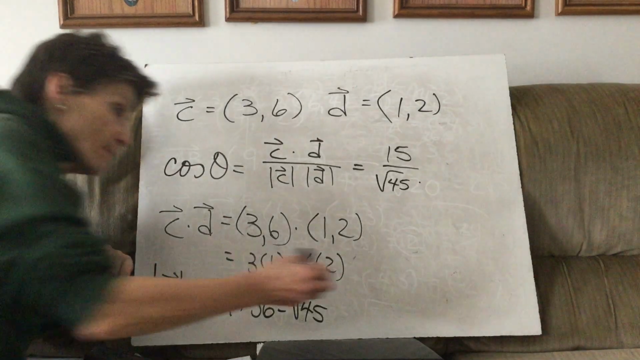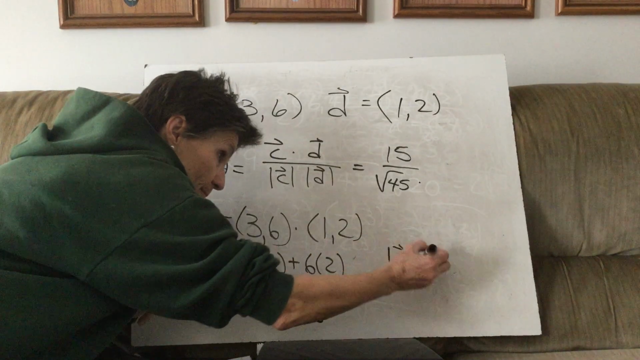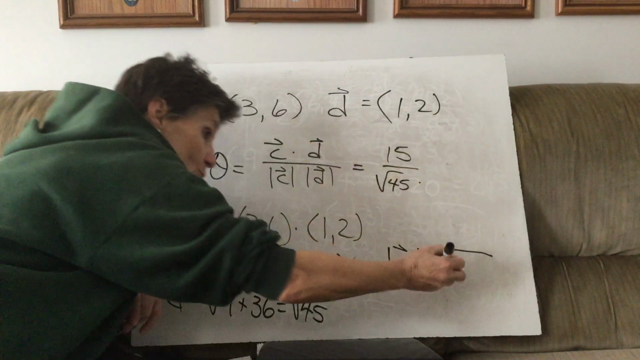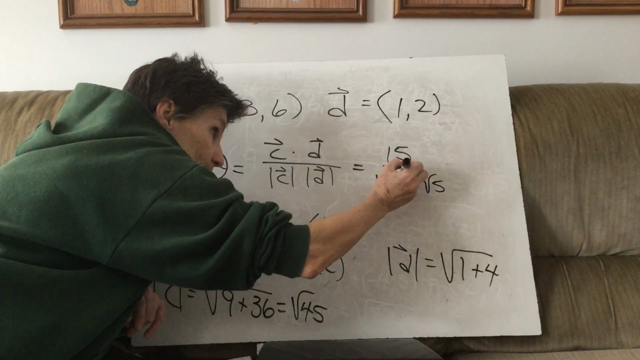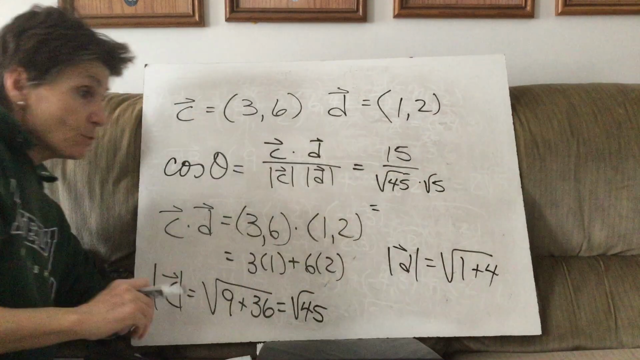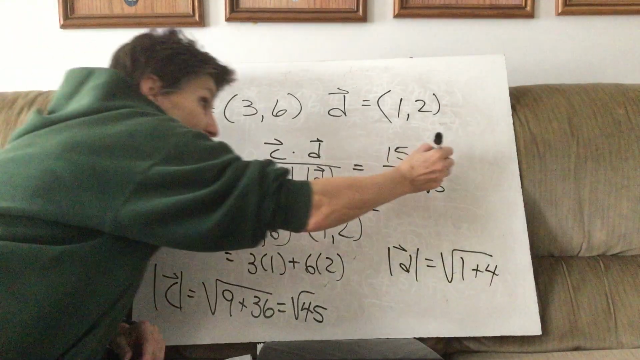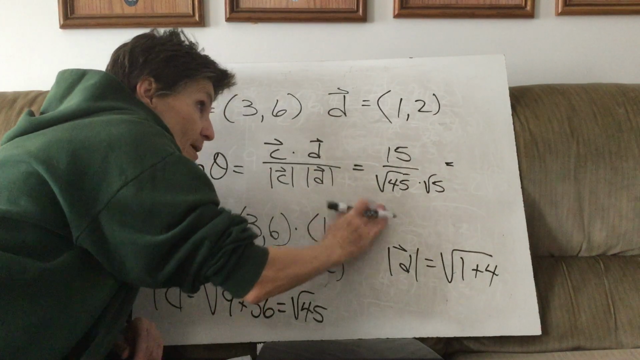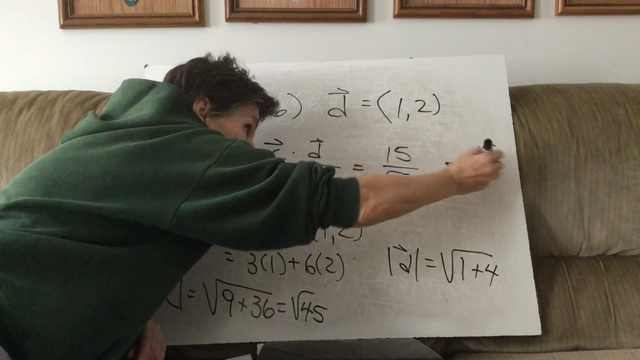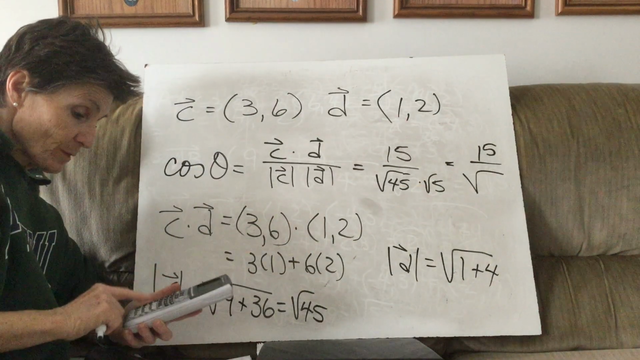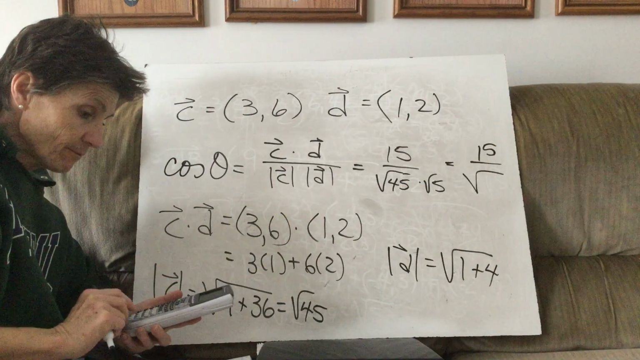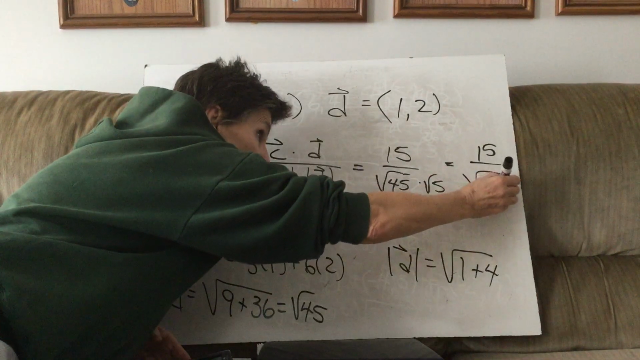Now, D, I need the magnitude of D. So I square the first one, square the second one, so that's root 5. Now, if you remember when we did these in the notes, I suggested that you go ahead and multiply these 2 together so that you have 1 radical instead of 2. So 45 times 5 is 225.